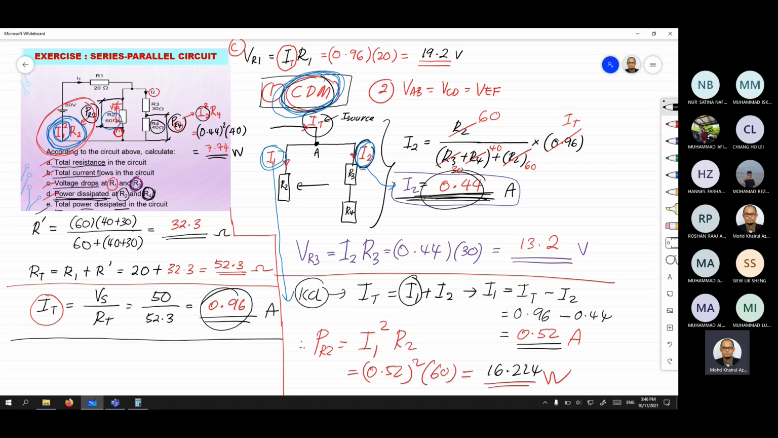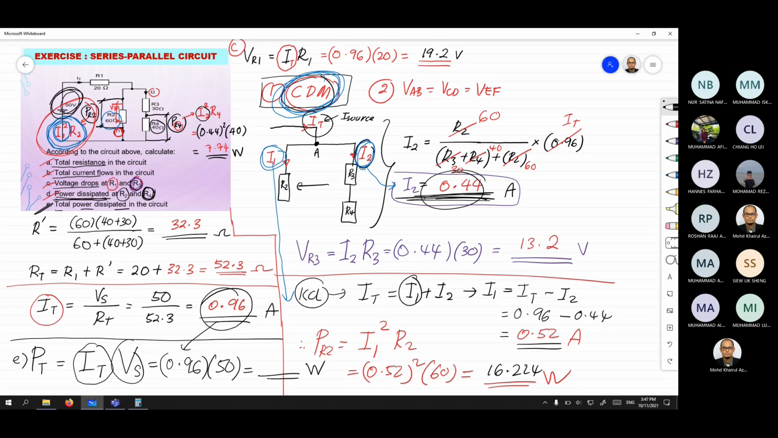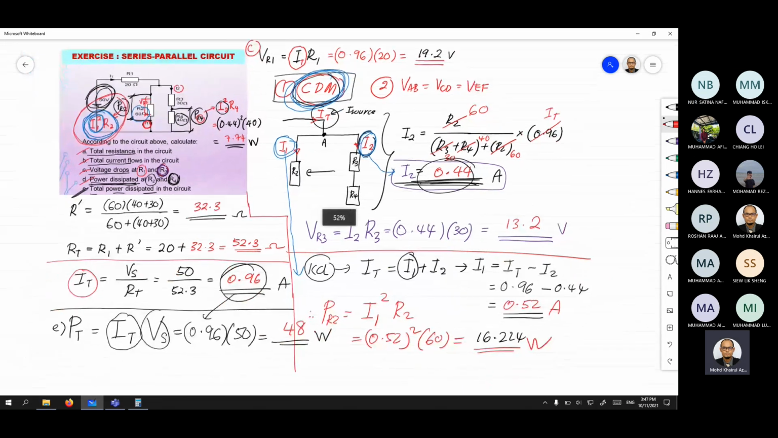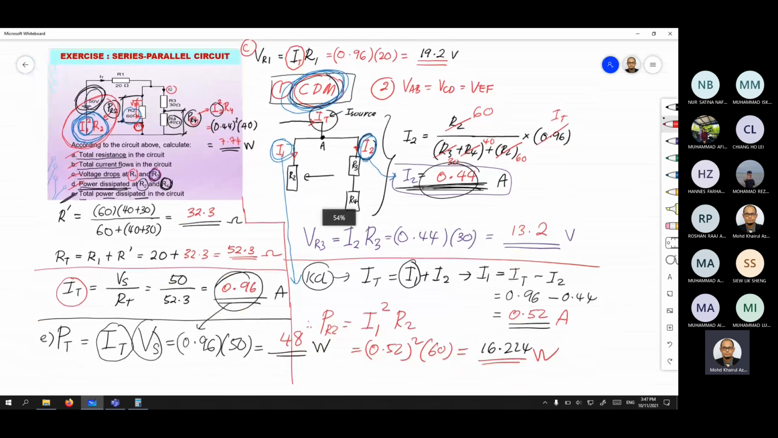Dan kita nak mencari E, iaitu total power. Ni senang je lah. I total V supply. Ini dua-dua ni kita dah tahu lah. I total is, mana I total? Tu 0.96. Then V supply is 50. Berapa? Tolong kira. 48. 48 watt. Yeah. So that conclude our series and parallel circuit problem.